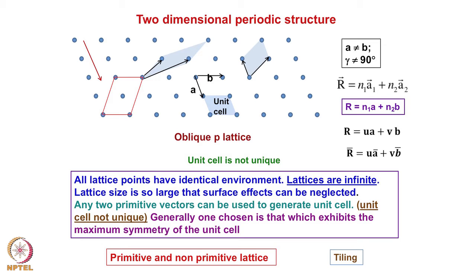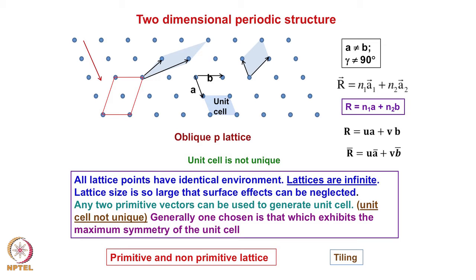There is nothing like a unique unit cell which you can choose, any type of a unit cell which we can construct. Then if you look at any lattice point, it has got identical surroundings around it, correct? So that is another property of a lattice, that all lattice points will have identical surroundings.